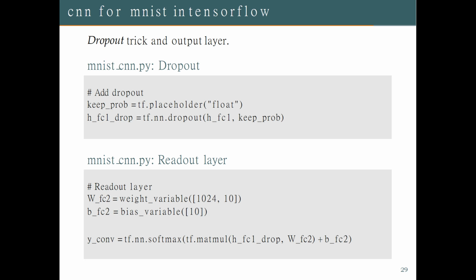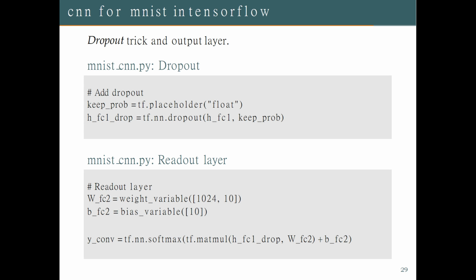Now the dropout trick for the output layer. Add the dropout keep probability as a tf.placeholder float, and h_fc1_drop is tf.nn.dropout of h_fc1 with keep probability. Then read out the layer with W_fc2, weight variable 1024 by 10, and b_fc2, bias variable 10. So this is the final layer: y_conv is equal to tf.nn.softmax of tf.matmul h_fc1_drop, W_fc2 plus b_fc2.